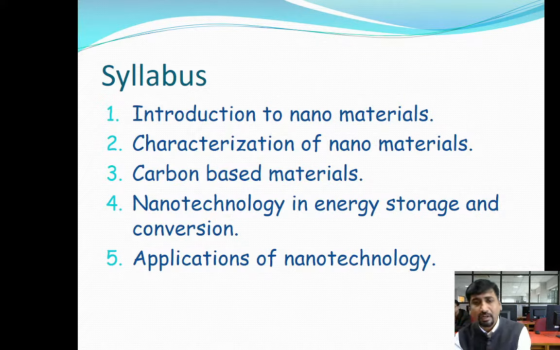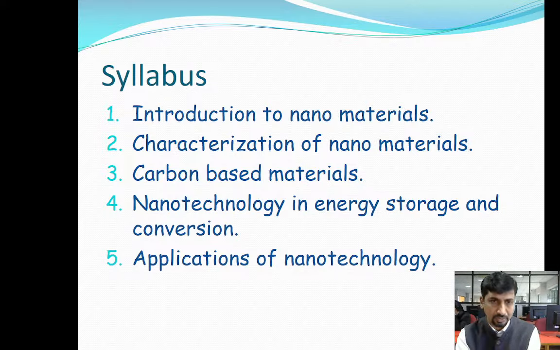So how do we see nanomaterials? You cannot see nanomaterials because they are so small. It's beyond our limit of optical vision. But you can characterize them using electron microscopes, probe microscopes, or different techniques. We also have spectroscopic techniques we can use to characterize nanomaterials. So we'll be studying all those.